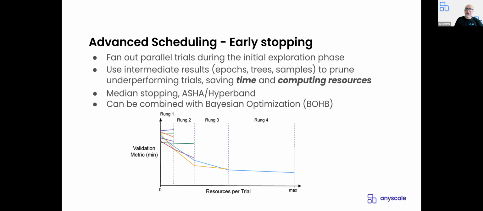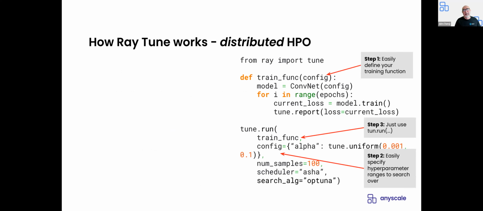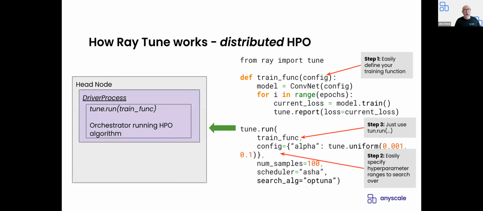So Ray Tune gives you the ability to use any of these strategies that you actually want to tune your hyperparameters. And it's very simple, right? If you're writing code for hyperparameter tuning, there are 3 steps, right? There are 3 very simple steps.